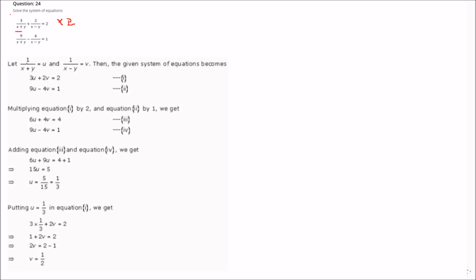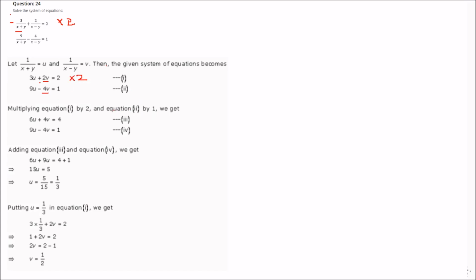What we will do here is, as I said, 1 by x plus y will be equal to u, 1 by x minus y equal to v. So this equation will become 3u plus 2v equal to 2, and this will be 9u minus 4v equal to 1. Now we need minus 4, or rather we need plus 4 here, so that this gets cancelled if we add the first and second equation. So we'll simply multiply this equation by 2.